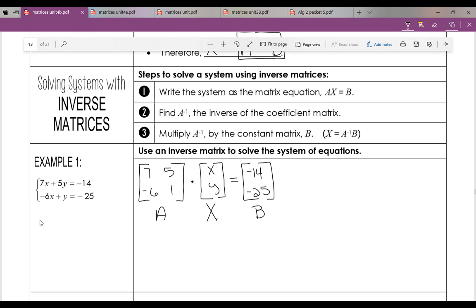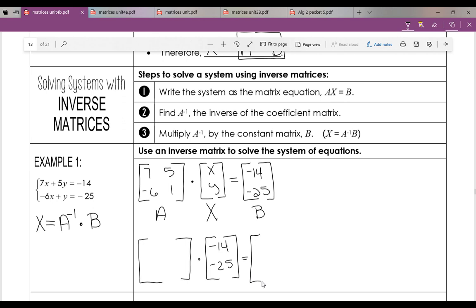Now, my goal to figure out what matrix X is, is to multiply the inverse of A times B. So here's my inverse times my B matrix, and that's going to equal X and Y. The most time-consuming part is going to be finding the inverse and then doing the matrix multiplication, okay?